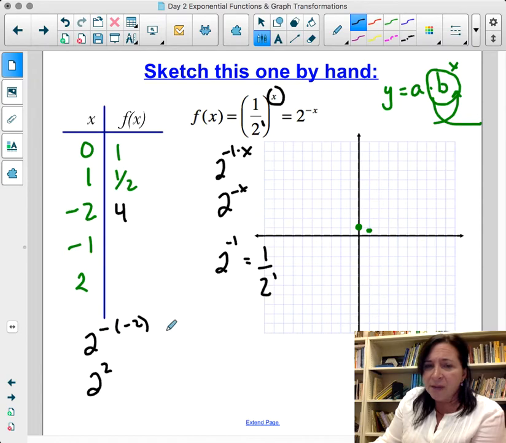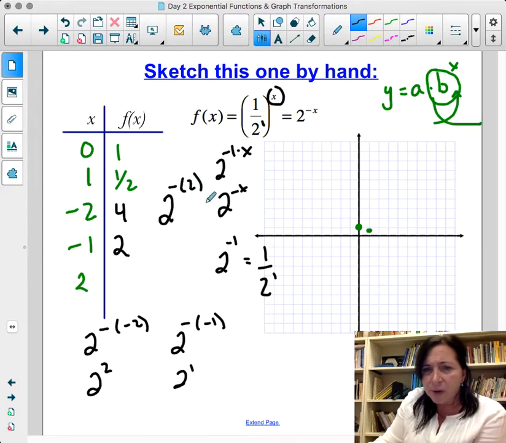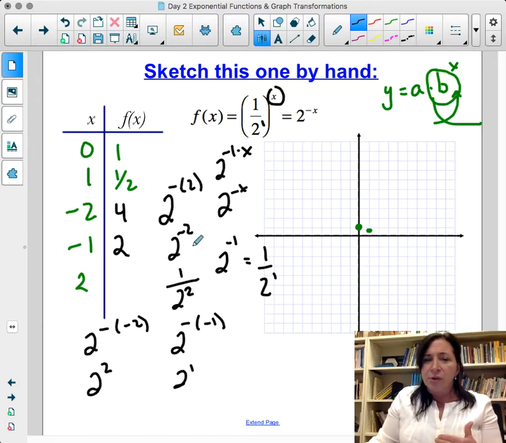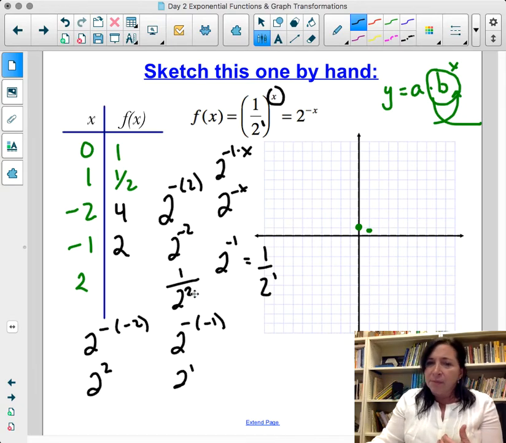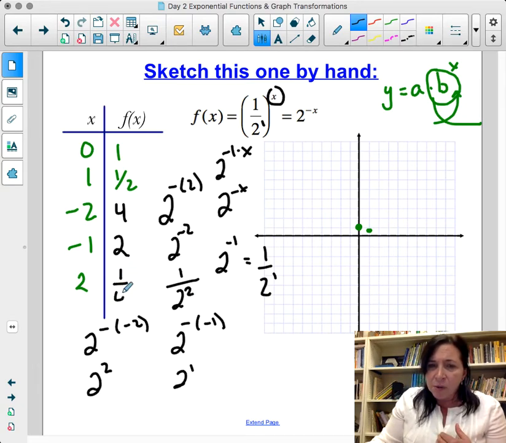And then if I plug in negative 1, I'm going to go 2 to the negative parenthesis negative 1 power, and that's going to be 2 to the 1 power. So this is 2. Now I'm going to plug in 2, and I'm going to go 2 to the negative 2 power. But remember that you're going to flip that over, and it's going to become 1 over 2 to the positive 2. Anytime you change levels with your exponents, it changes the sign of the power. So by going to the denominator, if it was a negative on the top, now it's going to be a positive on the bottom. And that's just going to be 1 over 4.